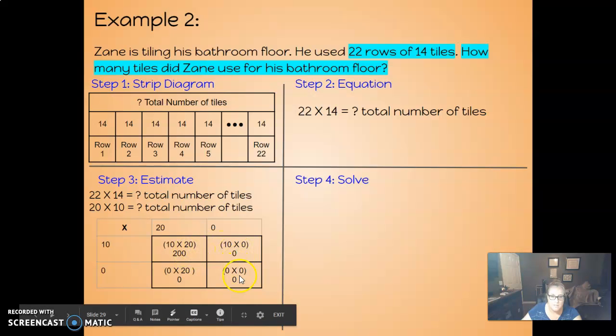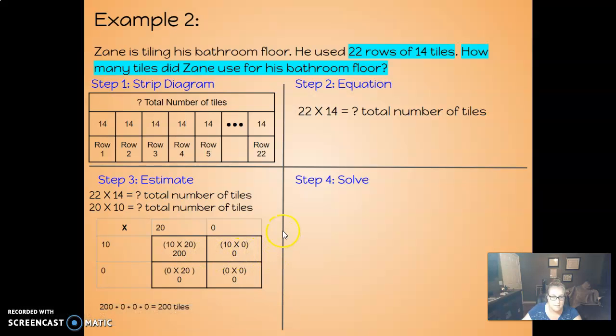Now I have all these partial products, but I have to put them together to actually get my total. So when I do that, I'm going to say 200 plus 0 plus 0 plus 0 equals 200 tiles. So I know that Zane has about 200 tiles.